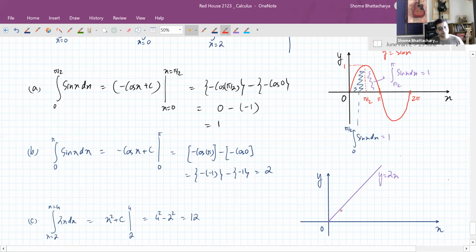Now at the point x equal to 1, the value of y will be 2. And at the point x equal to 2, the value of y would have become 4. Sorry, I wanted at x equal to 2. This is 4. So now I want to calculate this area. Okay. So this shape is a trapezium.